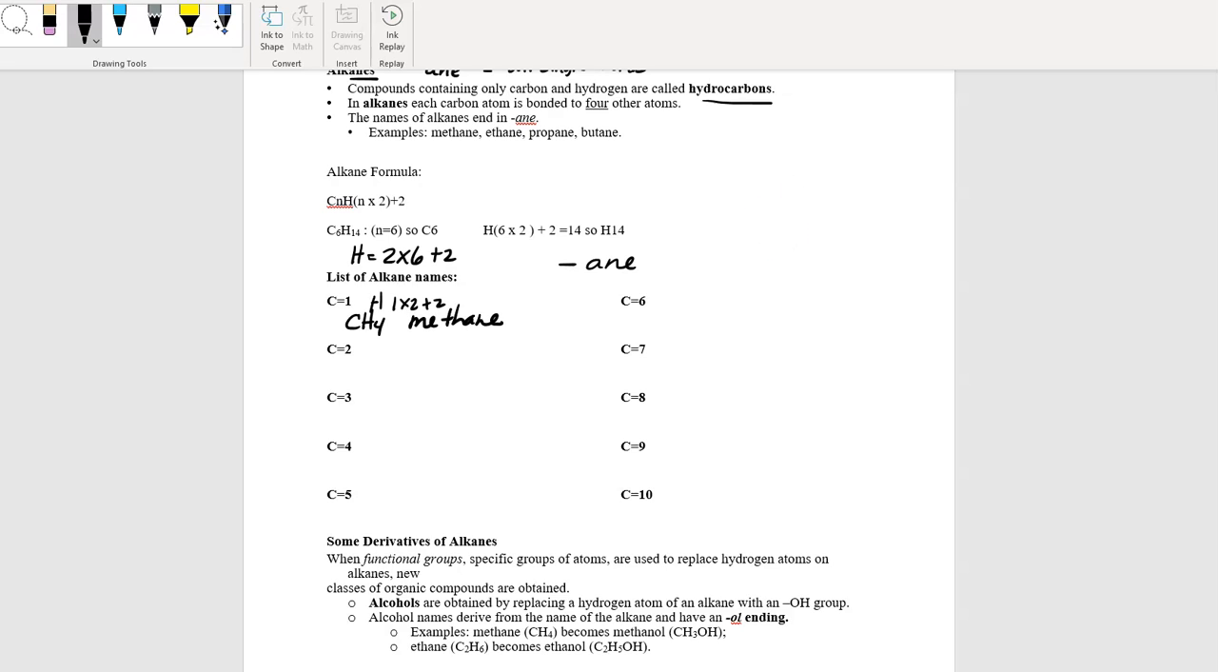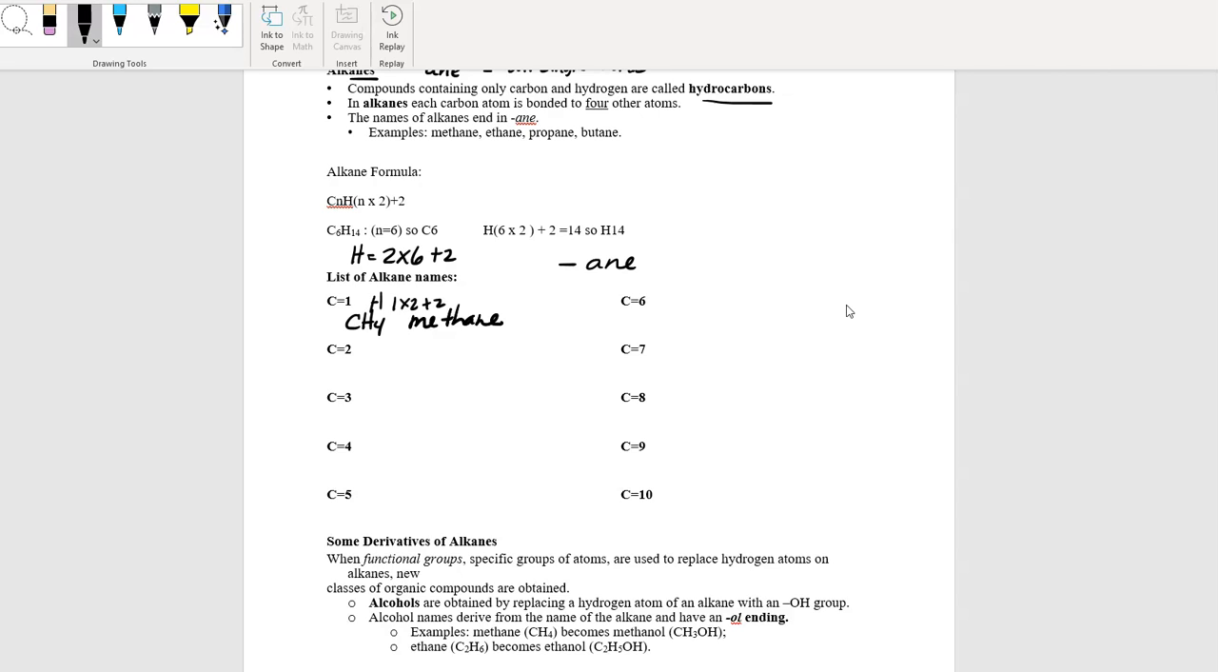So CH4 is called methane. You've seen methane before because it's the gas we use in Bunsen burners. It's also the gas in your house that goes to the stove, or maybe your dryer, if it's a gas type of dryer. That's also methane.